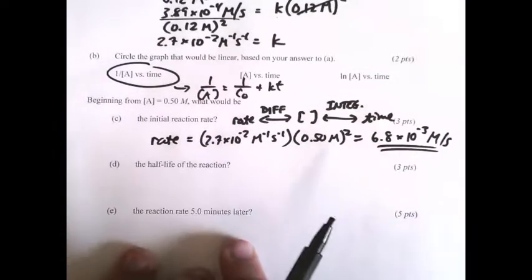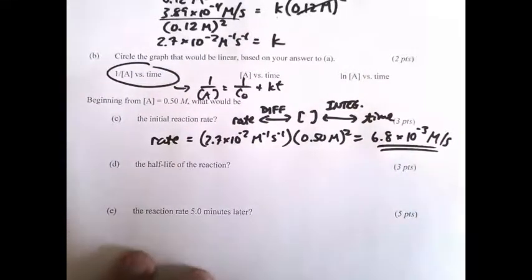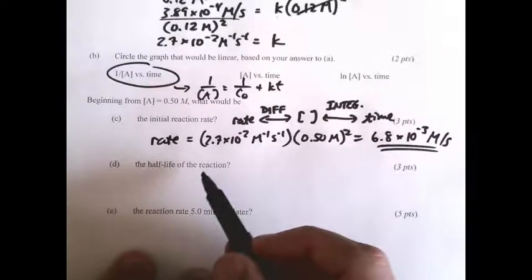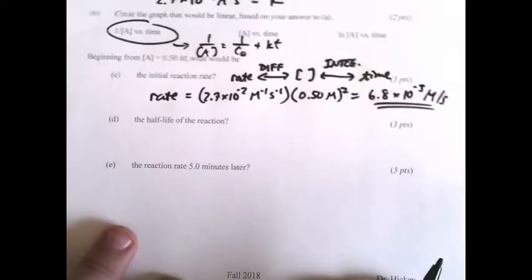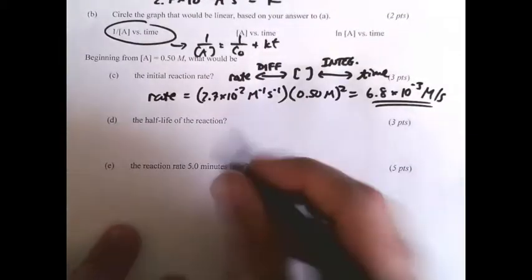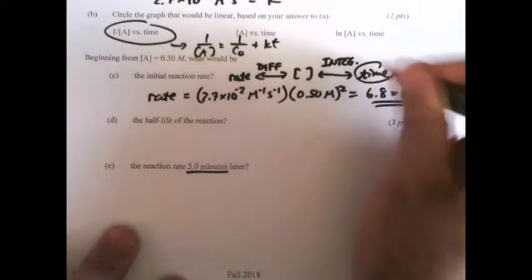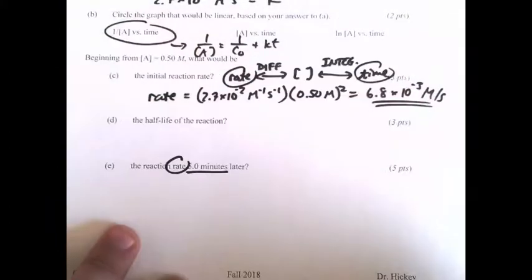Now the half-life and the rate 5 minutes later are going to require some different kinds of machinations. Half-life is something we need to define, so we're going to skip that for the moment. I'll come back to it just a second afterwards. But this reaction rate 5 minutes after the fact is a little different, because you'll notice I'm giving you a time, which is right there, but I'm asking you for a rate, which is over here. So we're going to need to use both of our pieces of information in order to solve this.